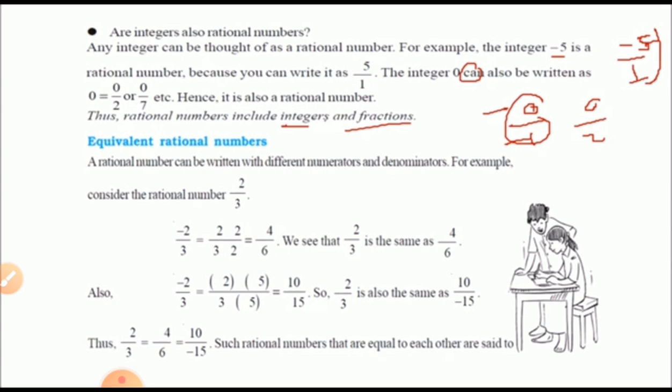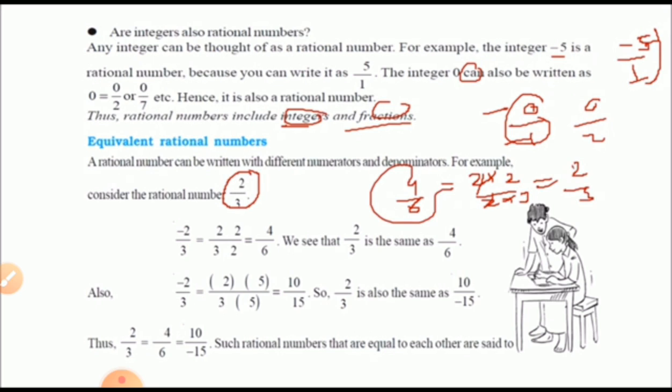Equivalent fractions, students. The new topic here is equivalent rational numbers. Equivalent fractions means you already did these types of things in lower classes. See, the number written here is 2/3. A rational number can be written with different numerators and denominators, like 4/6. What is 4/6? Nothing, it's a simplified form of 2/3. Same way, minus 2/3 can be written as 10/-15.